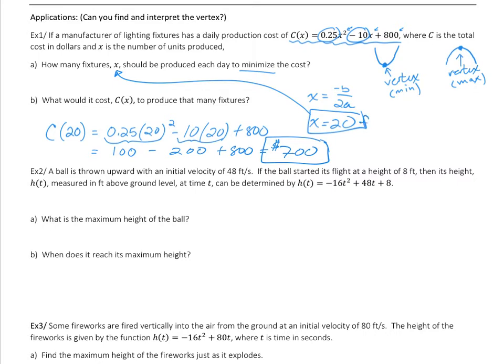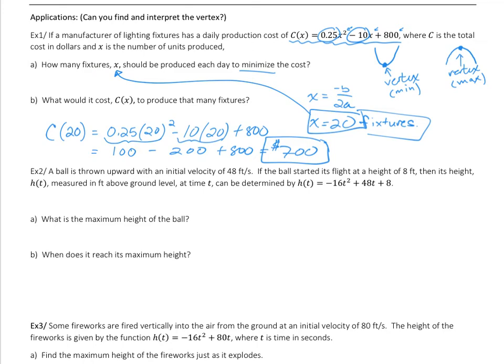So let me fix this up here, fixtures. So it's important to know what your units are. In this case, x is fixtures, c of x is cost. So cost is in dollars, x is in number of fixtures. So just make sure you're keeping in line with the story here, the application.